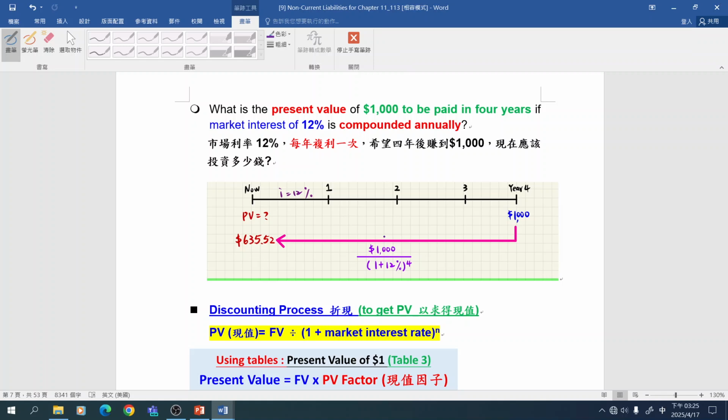The same, but how many times is semi-annually? Semi-annually, right? So each year 2 times. How many years? 4. So how many times? N should be 8. Each time I should be 6.